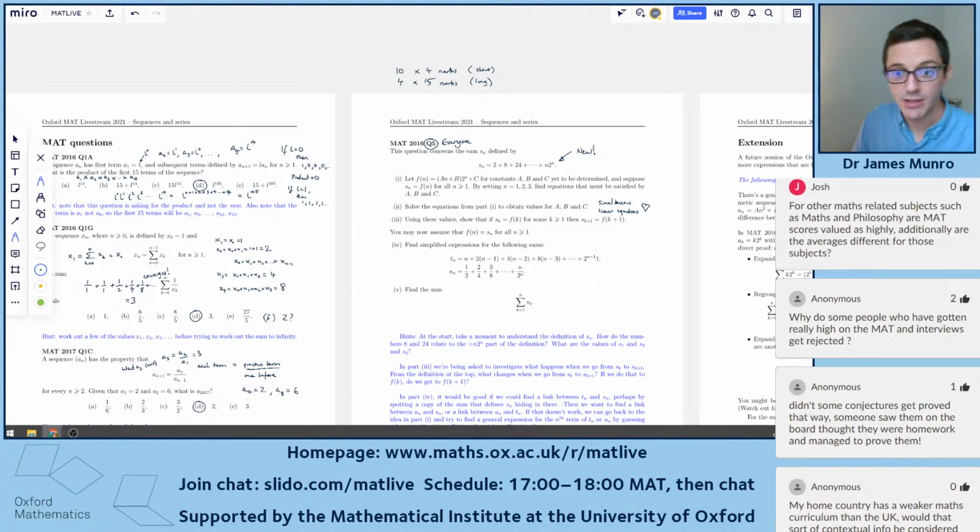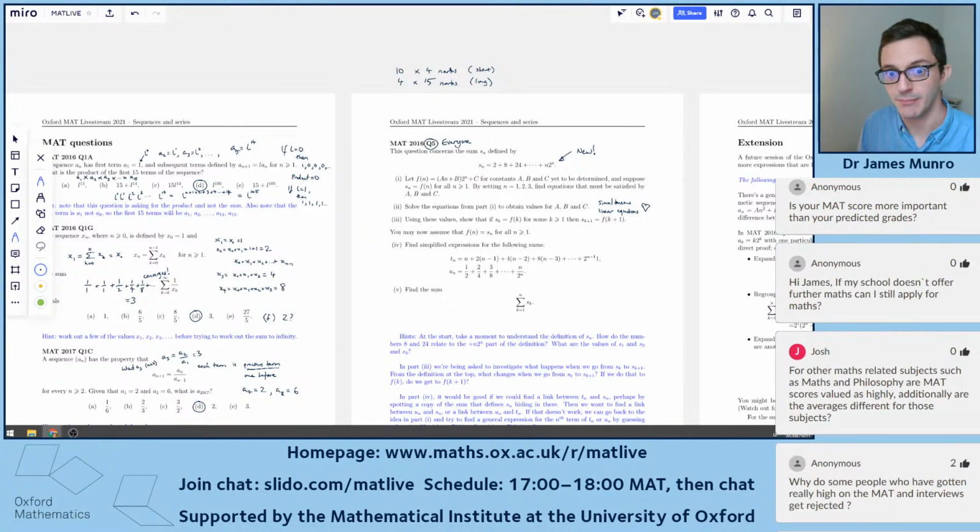If your school doesn't offer further maths, then you can still apply for maths. Standard offer A star AA, A star in maths, A in 2 other subjects. More information on the maths department webpage under our offer.